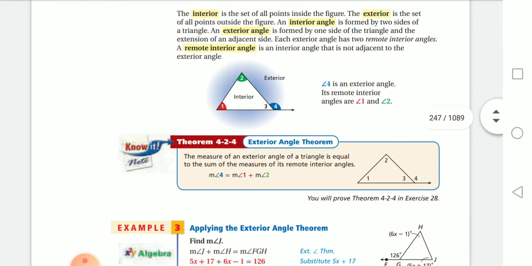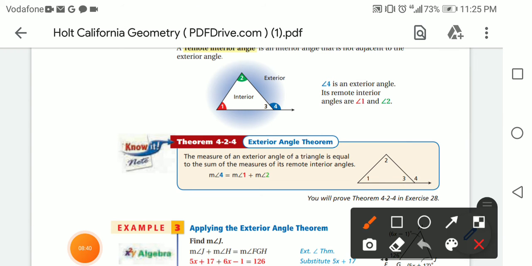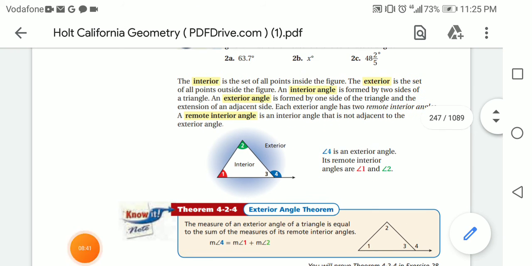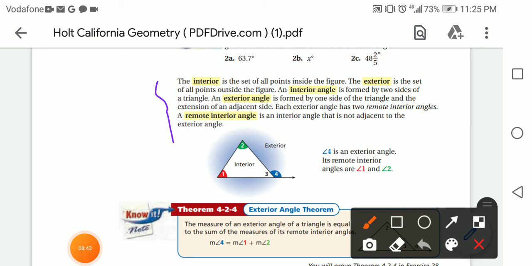Okay, moving to the interior. The interior is the set of all points inside the figure. Interior, inside. The exterior is the set of all points outside the figure. An interior angle is formed by two sides of the triangle. An exterior angle is formed by one side of the triangle and the extension of an adjacent side.